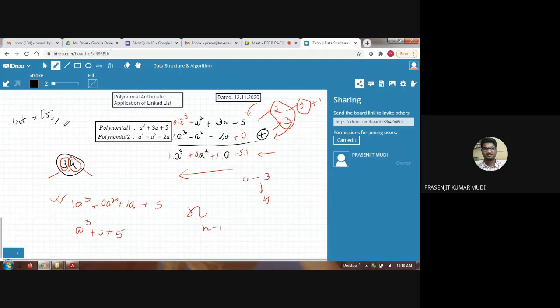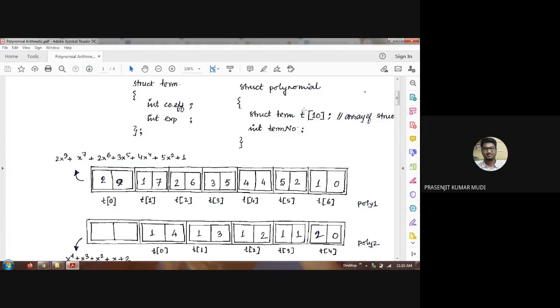How do we declare an integer array? This is the data type, this is the name of the array, and this is the size of the array. So here you have to name the array. For example, the name of the array is t, and the size is, for example, 10.